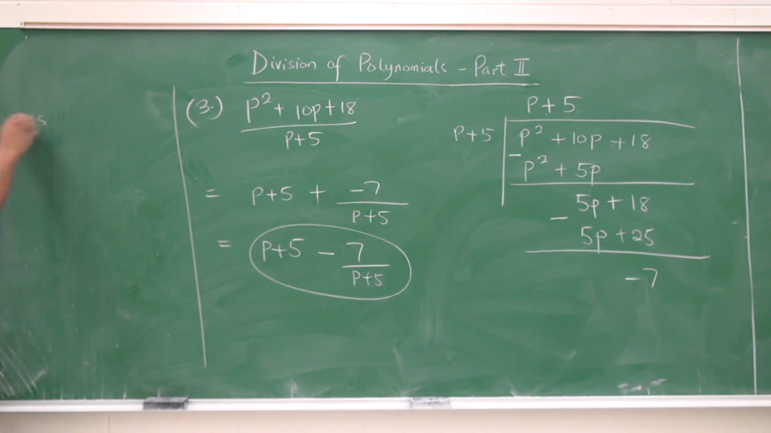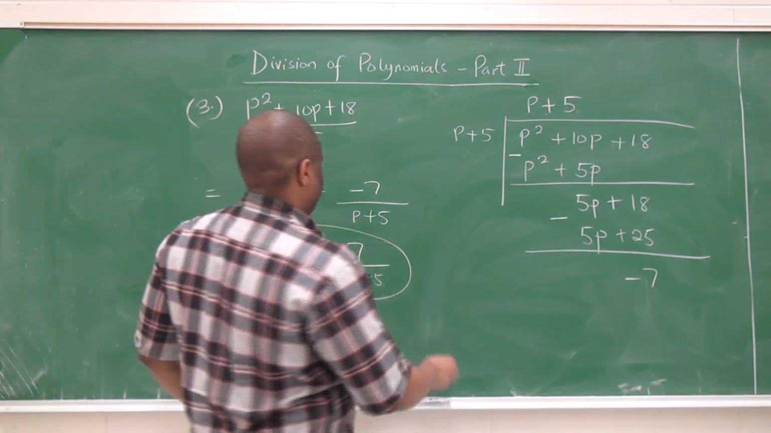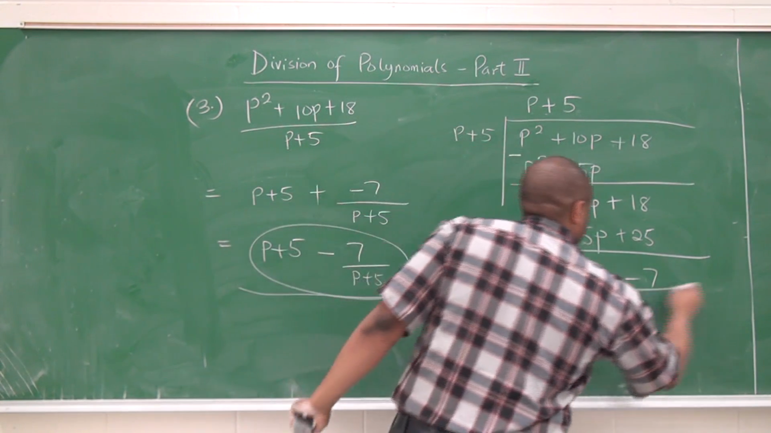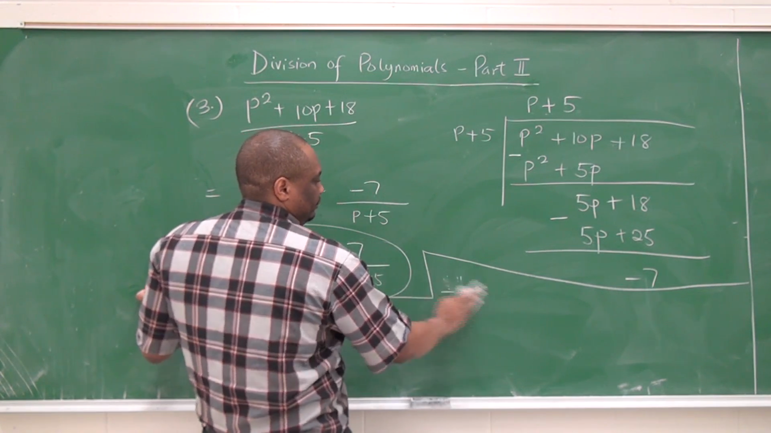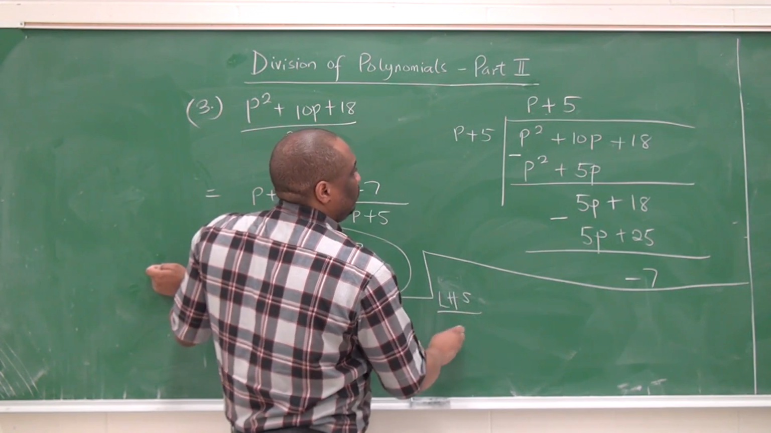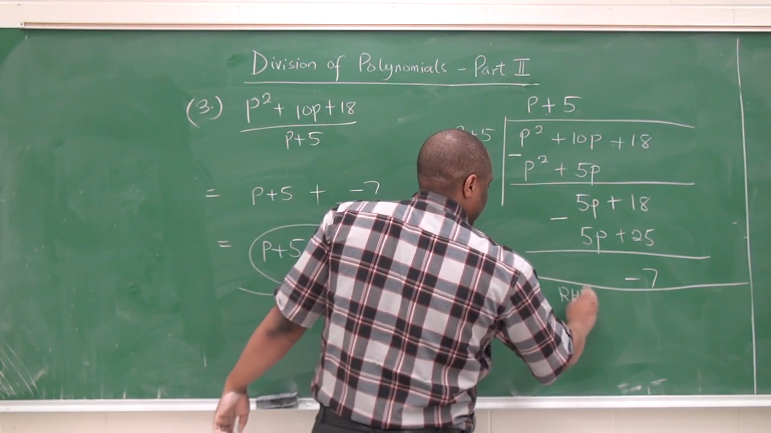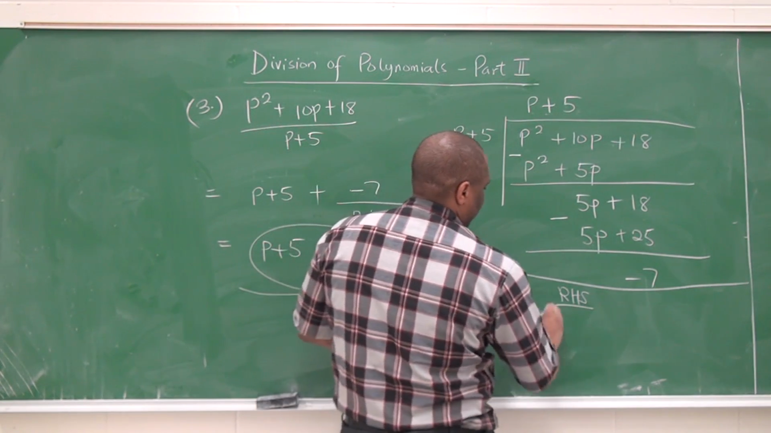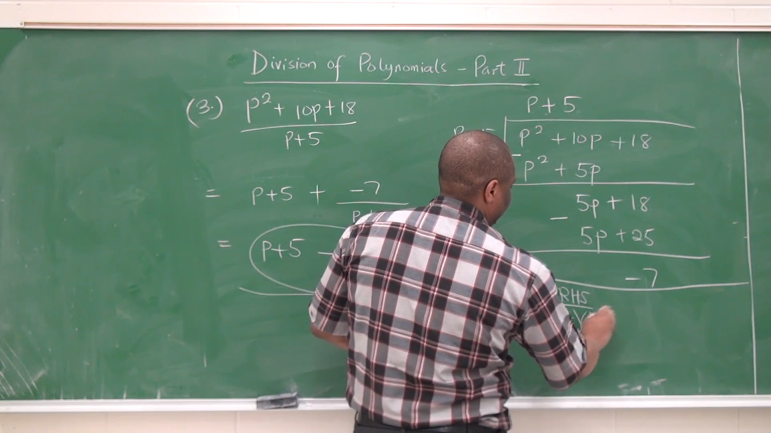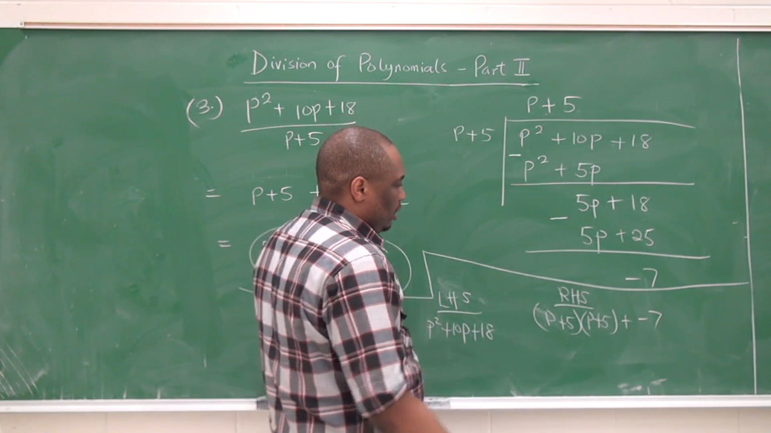My left hand side and my right hand side. I probably need to use this space, because this space will be small for me. So my left hand side is the dividend, which is p squared plus 10p plus 18. Then my right hand side: I'm sorry, divisor first. Divisor is p plus 5 times the quotient p plus 5, plus minus 7, the remainder. Which will still be minus.